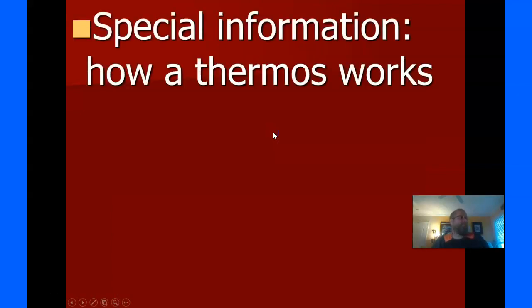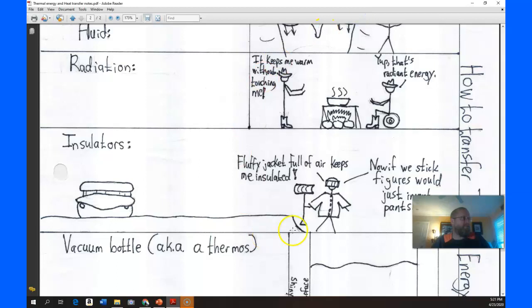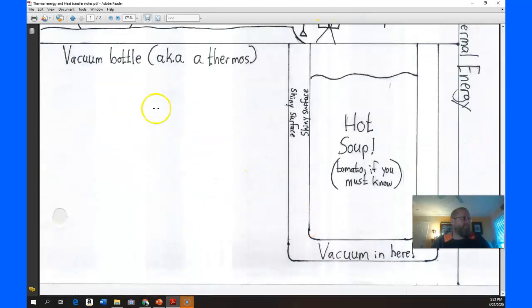I'm going to skip this part right here because you don't need to know about it. So I'm going to end this right here. Okay, so that's it for the notes. Like I said, we're going to skip this part down here. I'm going to make it big for people on the cell phones. We'll skip this part down here about vacuum bottles, also the thermos. Don't worry about it.